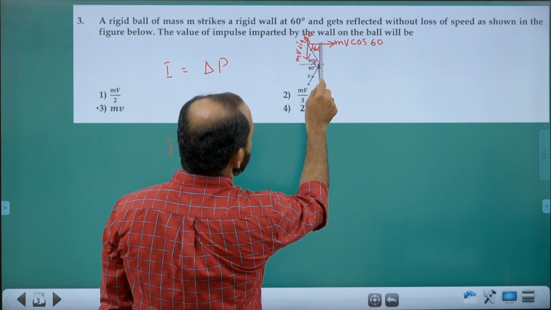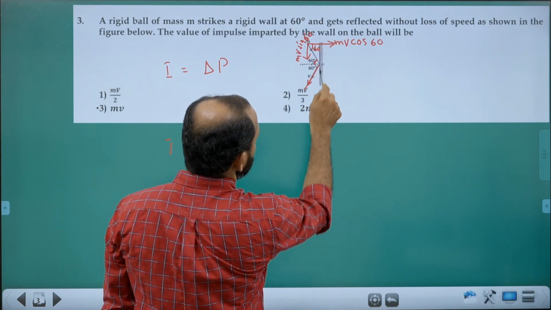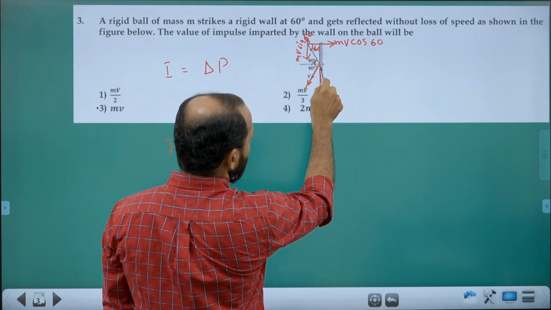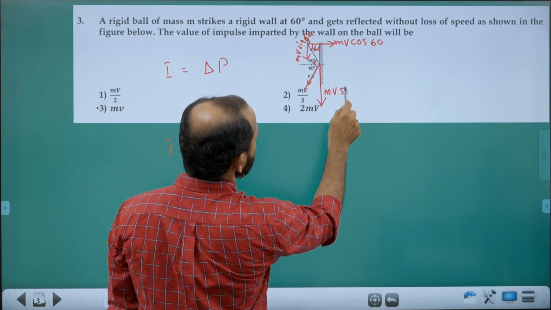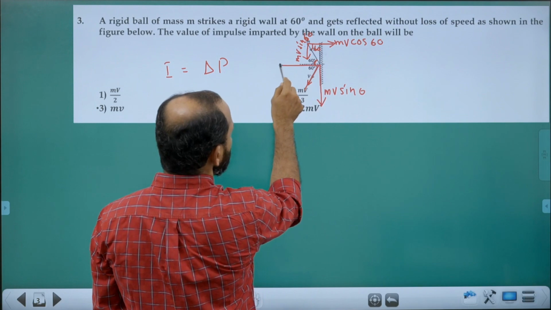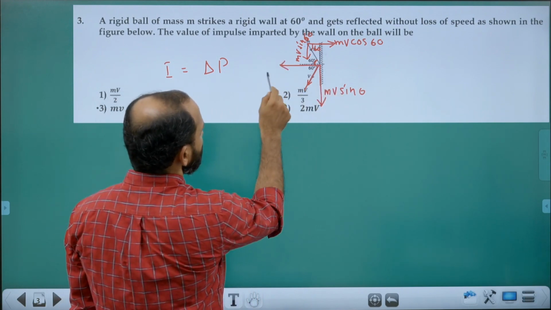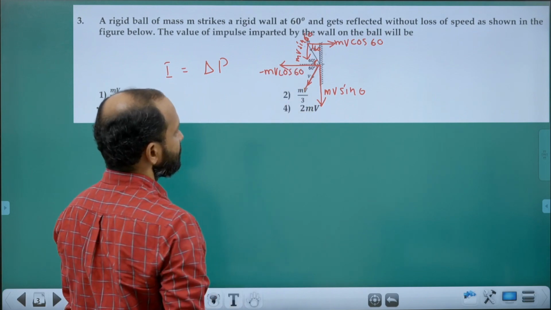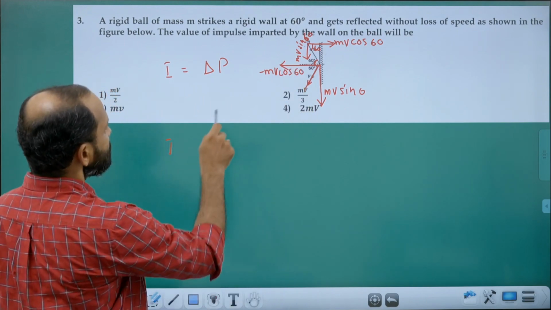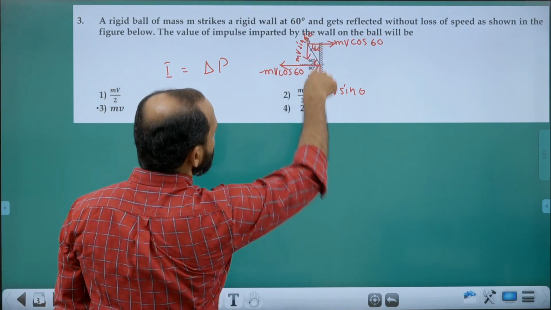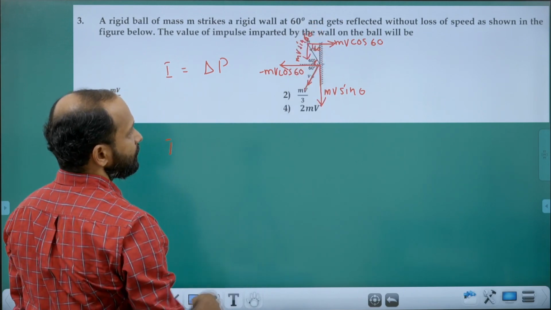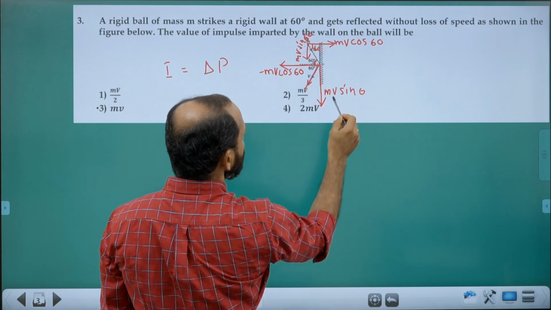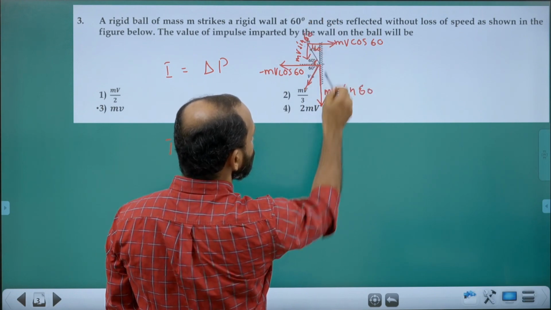At the same time, you resolve this one. One component is the cosine component, which is the parallel component, that remains the same, mv sin 60. The other component, on reflection, becomes minus mv cos 60 because the direction has been reversed. Change in momentum along the vertical direction is 0, because mv sin 60 is downward, and here also mv sin 60 is downward.